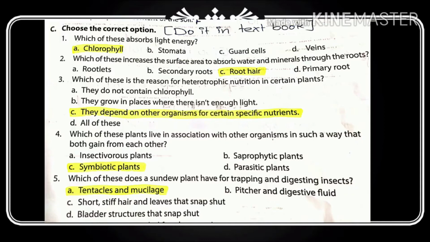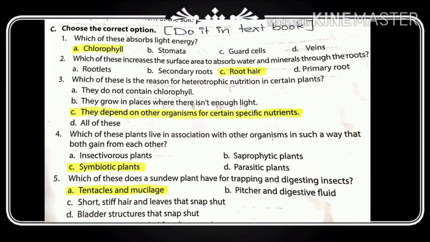Then third is which of these is the reason for heterotrophic nutrition in certain plants? If plants are autotrophic, then why do they need to go for the heterotrophic mode of nutrition? So here 4 options are given. This point we discussed in the beginning of heterotrophic mode of nutrition, that for certain requirements in the form of nutrients, they have to be dependent on other sources. So here the correct option is C, that they depend on other organisms for certain specific nutrients.